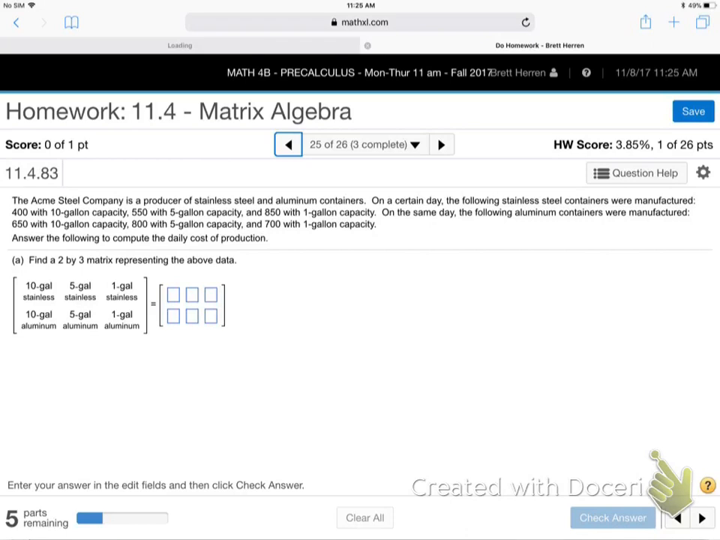Okay, let me look at this. Acme Steel, blah, blah, blah. Certain day, stainless steel manufactured 400 with 10 gallon, 550 with 5 gallon, 850 with, on the same day the following materials were manufactured. Oh, this is steel, and the others are aluminum, okay. So they just want me to type in the numbers. So it'd just be the 400, the 550, and the 850, and then the 650, the 800, and the 700. Okay, there's nothing to that.